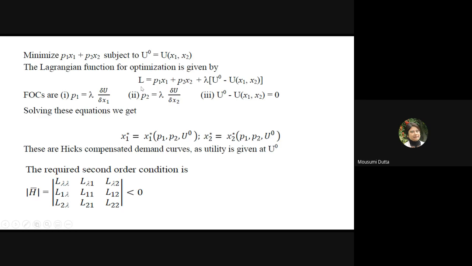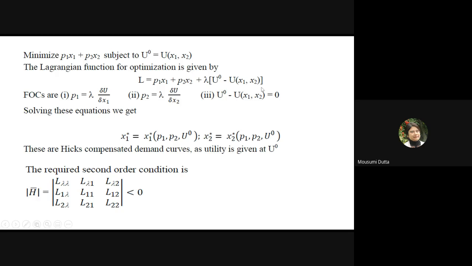Similarly, del L by del x2 gives P2 minus lambda del U by del x2 equal to 0. So from there, we get equation number 2: P2 is equal to lambda del U by del x2. Finally, the third equation will be del L by del lambda, which will give us back the entire constraint.